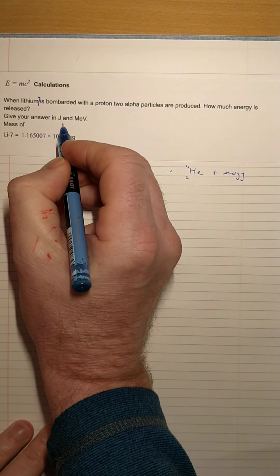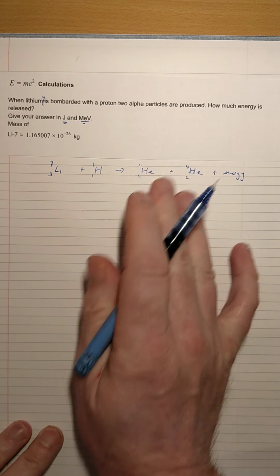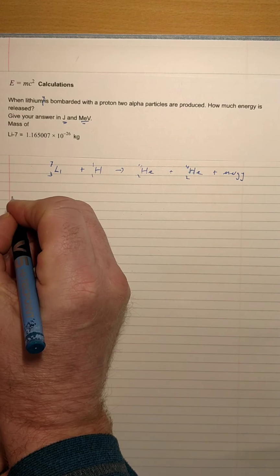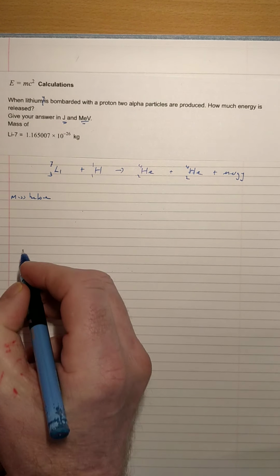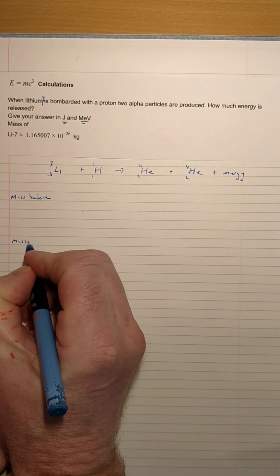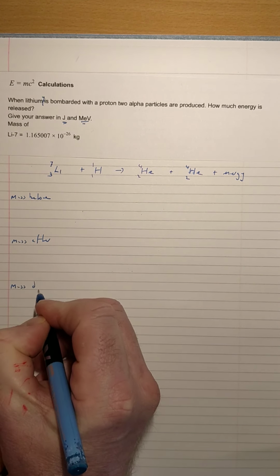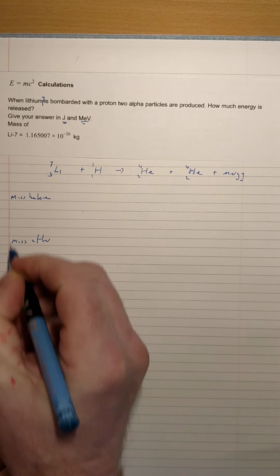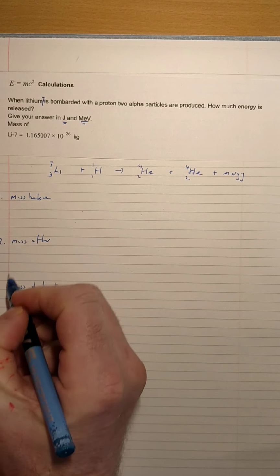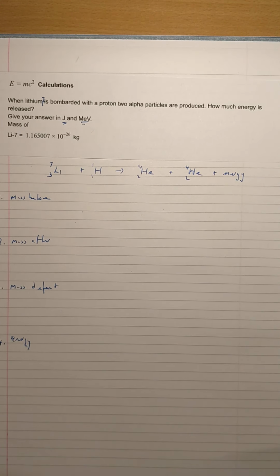Now we're asked to give an answer in joules and mega electron volts. We'll look at the mega electron volts later. So remember we said mass before. First of all, we're going to get the mass after. We're going to get the mass defect, which is the loss in mass, and then we're going to get the energy. And there are the 4 points. 1, 2, 3, 4. Follow them through.